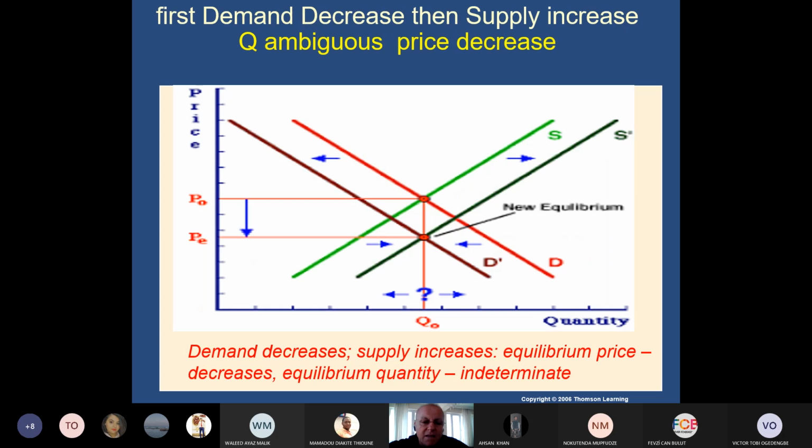Sometimes it happens. And then here we have Q ambiguous again, because demand decreases and supply increases. First, demand is decreasing. As you see here, demand is reduced, approaching the origin, towards the left. And then the supply is increasing because of the demand reduction. When the supply is increased, then Q becomes ambiguous because demand is decreasing and supply is increasing. And this will cause the price to reduce from P0 to P equilibrium, the new equilibrium level.